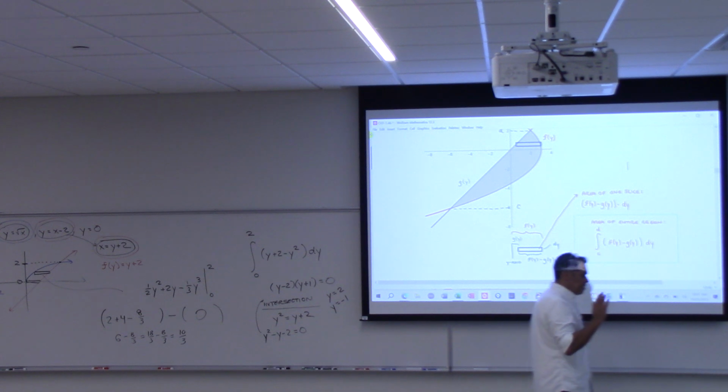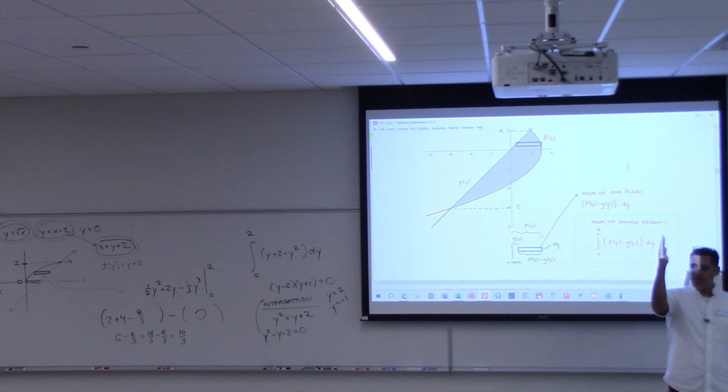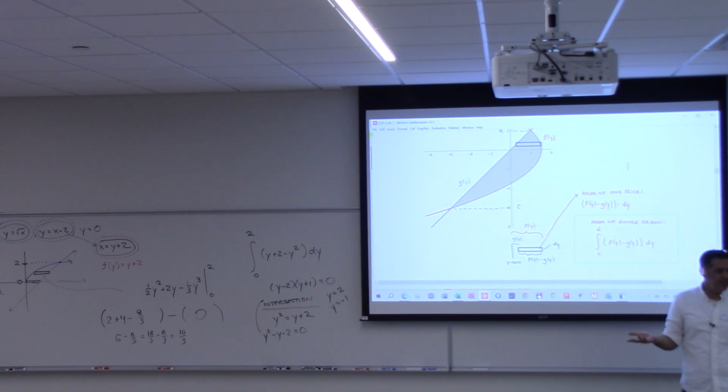All right, so this idea of vertical rectangles is when you have functions of x, and horizontal when you have functions of y. Sometimes you can do it both ways, and it's just a matter of what makes more sense, what's going to be more efficient.